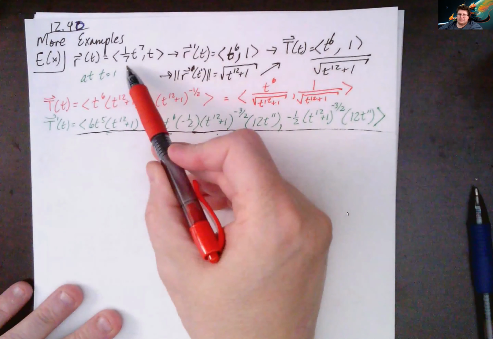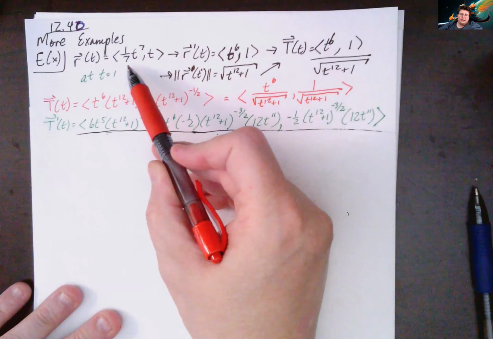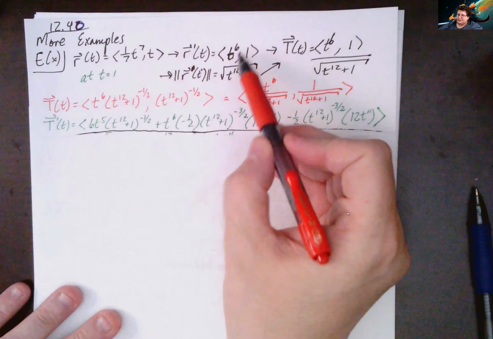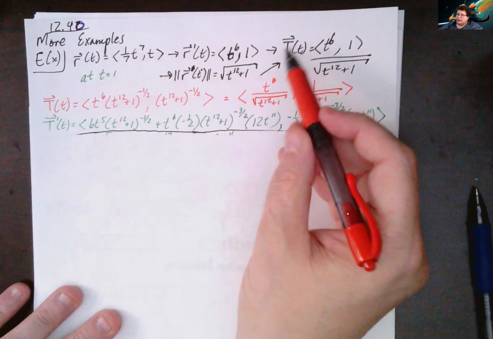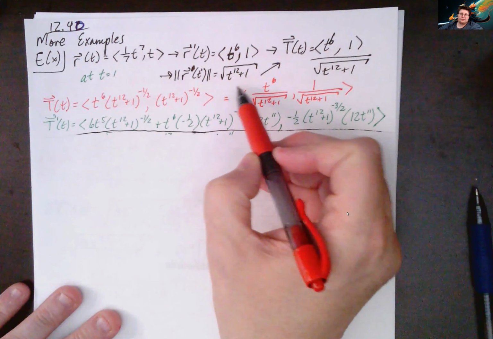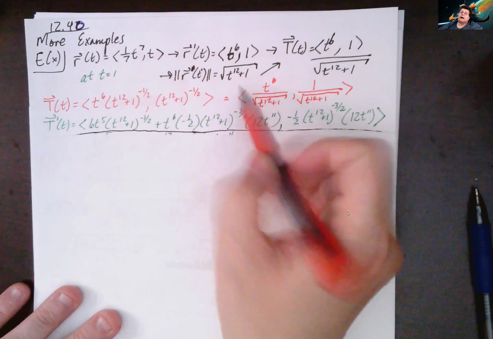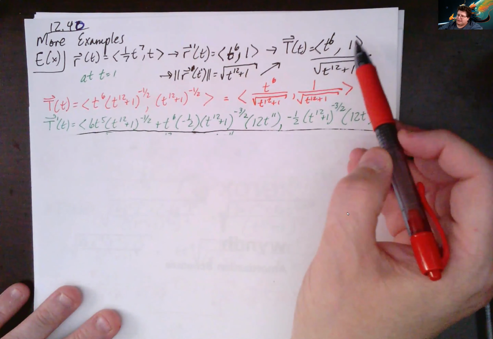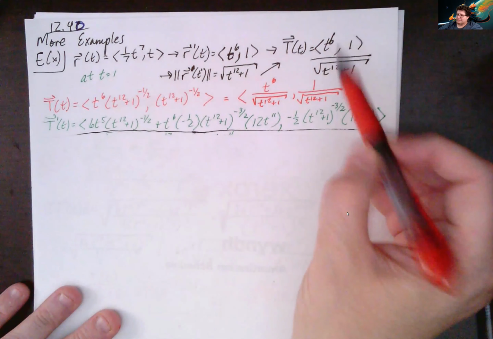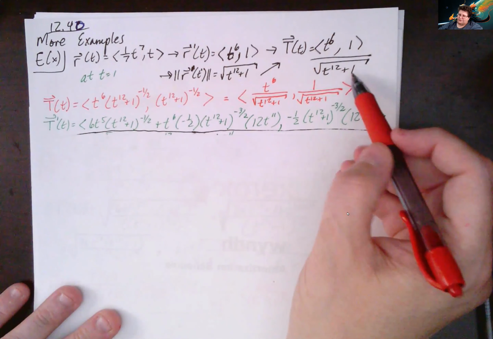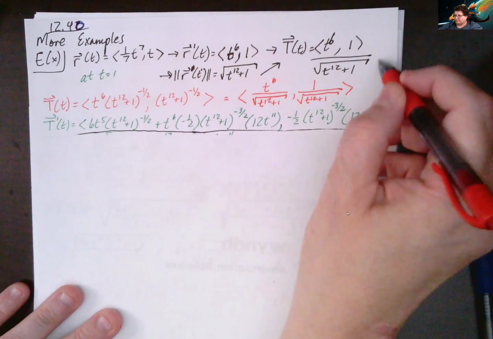We have R of t is 1/7 t to the 7th comma t. So R prime is t to the 6th power comma 1. The magnitude is the square root of t to the 12th power plus 1. So our tangent vector is t to the 6th power over the square root of t to the 12th plus 1, and then 1 over the square root of t to the 12th plus 1.